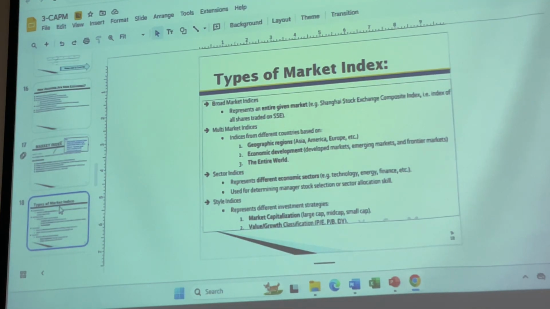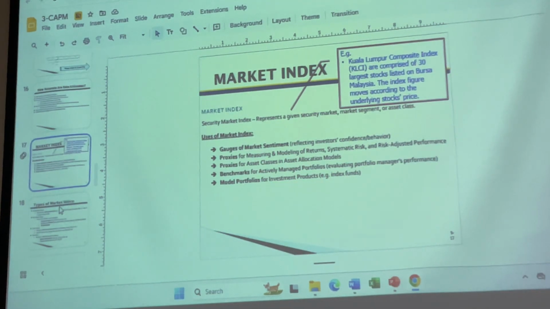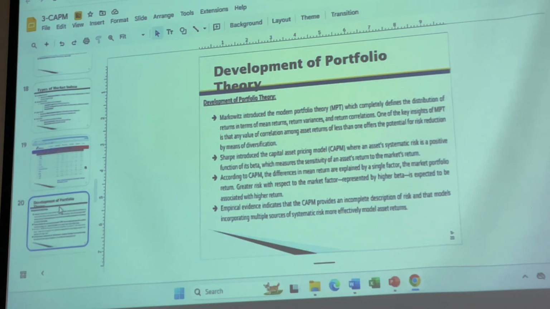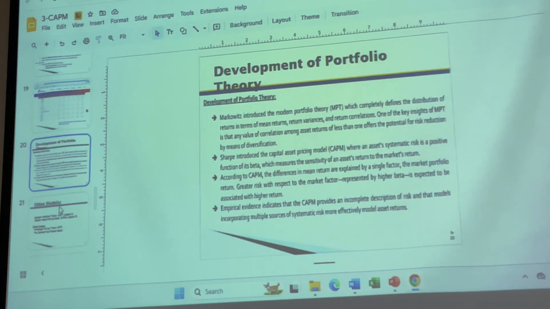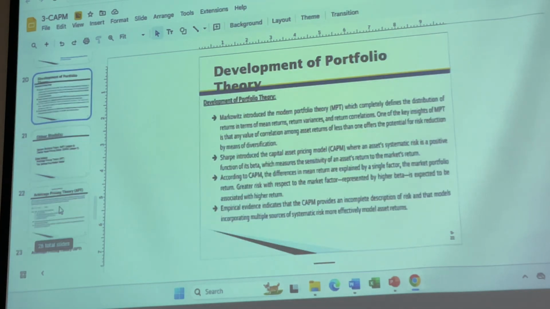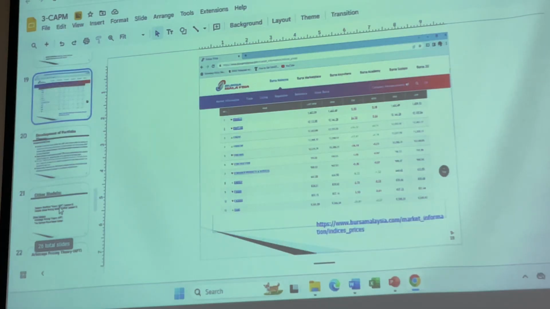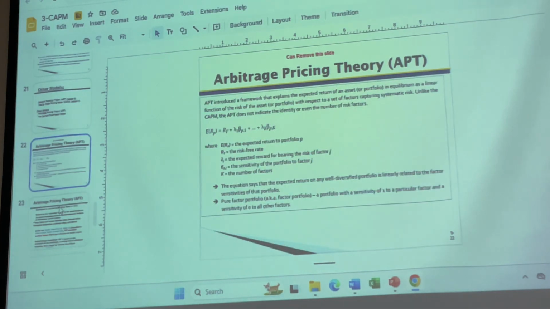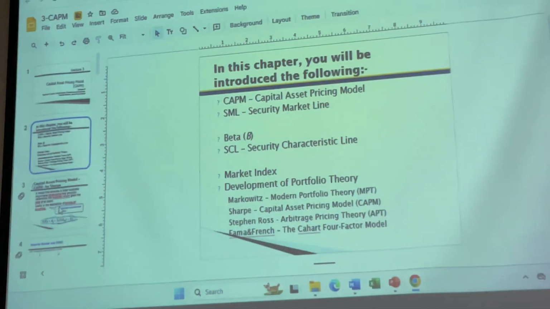This one important also. Okay, all this theory important. Market index, types of market index. Here can skip already. Other models I won't ask you. I focus on CAPM and SML only. Okay, so we go through one time because just now a bit messy.